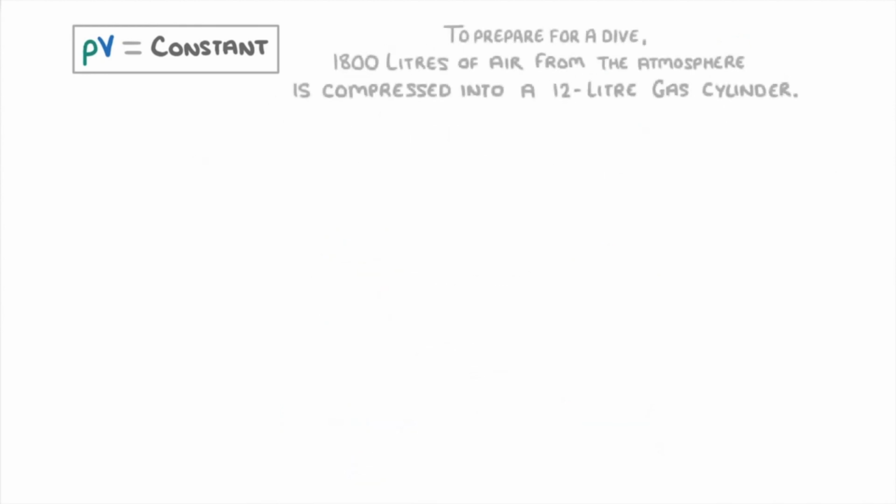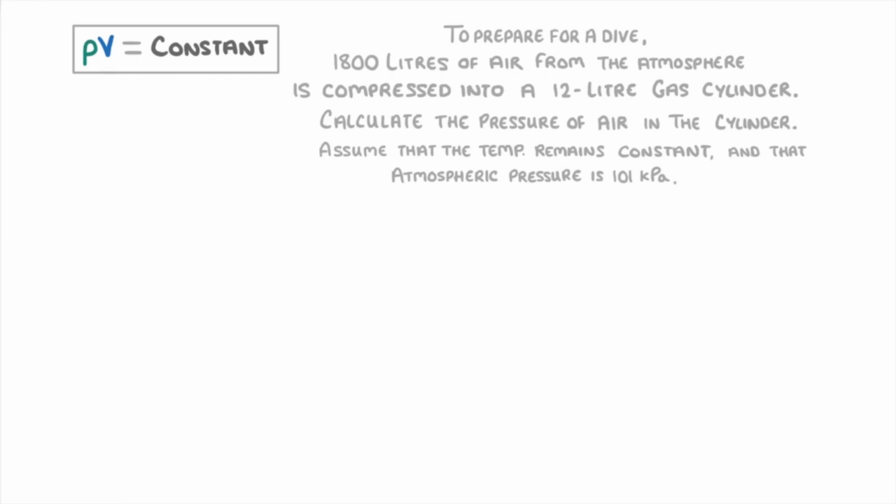Let's try one more. To prepare for a dive, 1800 litres of air from the atmosphere is compressed into a 12-litre gas cylinder. Calculate the pressure of the air in the cylinder. Assume that the temperature remains constant, and that atmospheric pressure is 101 kilopascals.